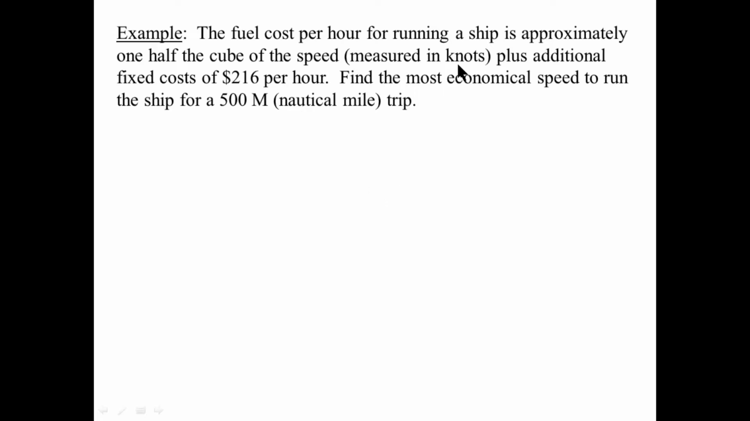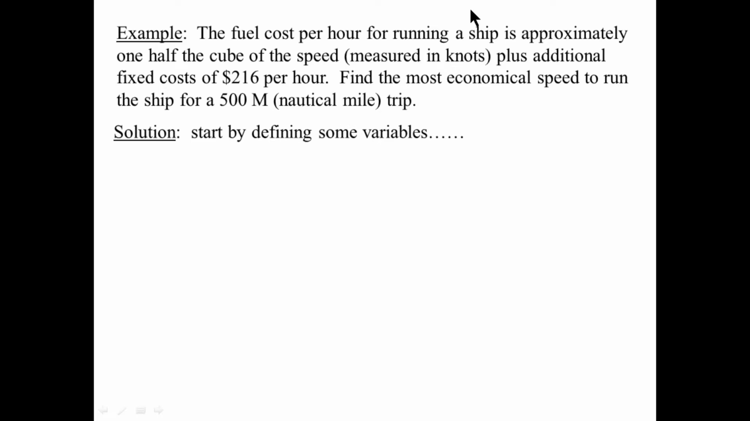Couple of words here. Knots means nautical miles per hour. The big M means nautical miles. A nautical mile is 6/5 of a regular mile. So if you're going, say, 10 knots, you're going a little faster than 10 miles an hour. Actually, 6/5 of 10 miles an hour.